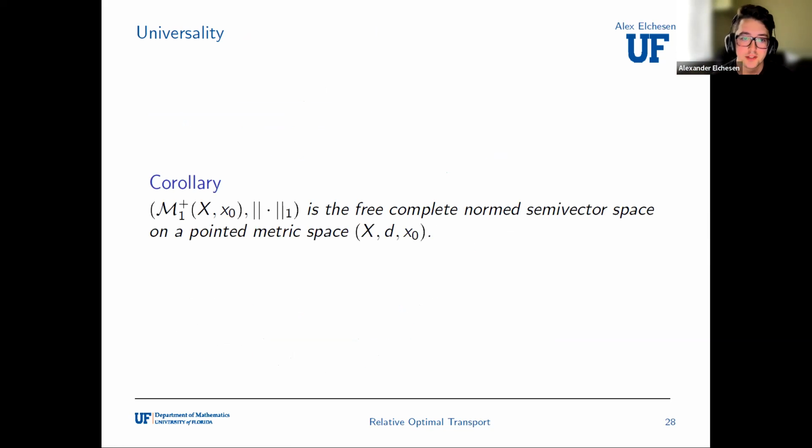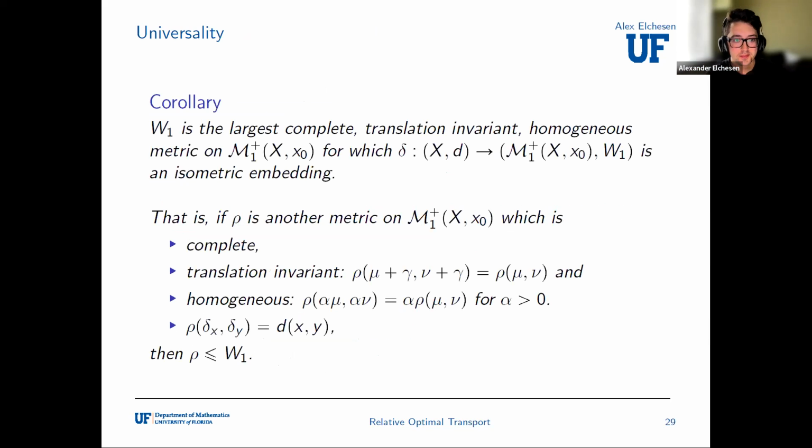Another way of saying that is that this space is the free complete normed semi-vector space on a pointed metric space. So that's kind of abstract. One corollary is a characterization of the relative one Wasserstein distance. It turns out that this is the largest complete, translation invariant, homogeneous metric for which this delta function is an isometric embedding.